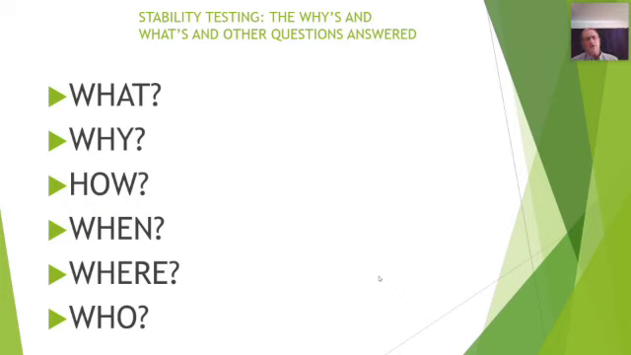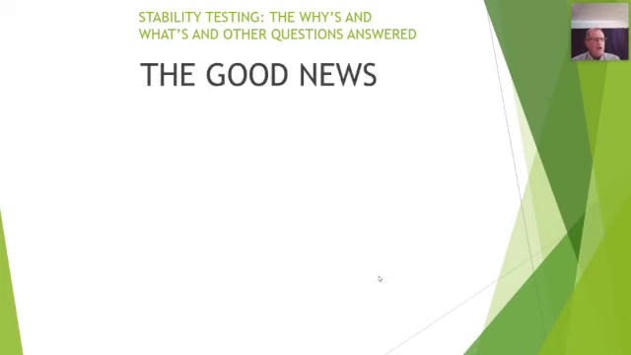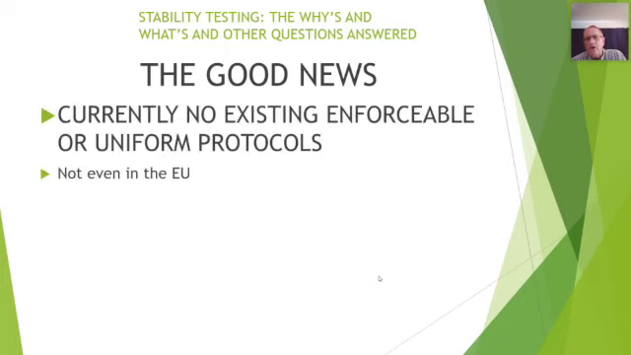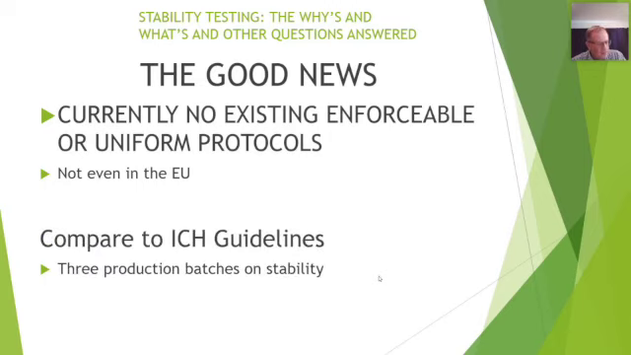But first, the good news. There are currently no existing enforceable or uniform protocols anywhere in the world, not even in the EU. If we compare this to the ICH guidelines for human pharmaceuticals, where not only do they have a well-characterized and structured development system, the first 3 production batches are placed onto stability. So we do have it much easier, but the onus is now on us to make sure we have a stable, safe, and packaging compatible product.